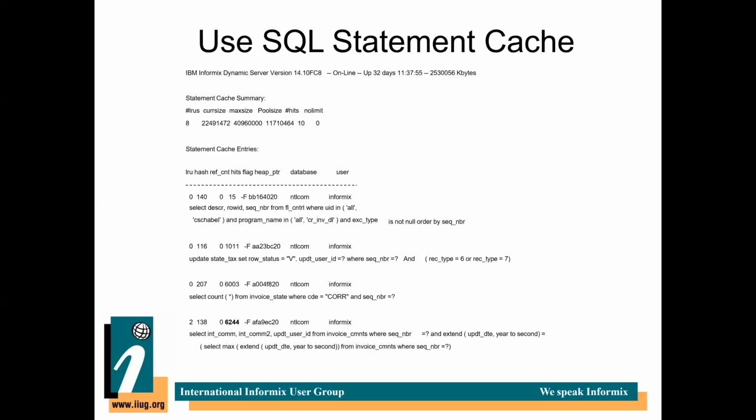Here's an output of SQL Statement Cache. It gives you the cache information at the top, the pools, the current size. Then for each of the SQL statements, it tells you how many times the SQL has been run, and then also gives the SQL statement.